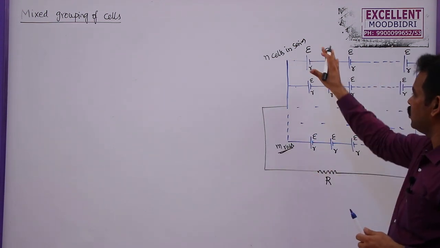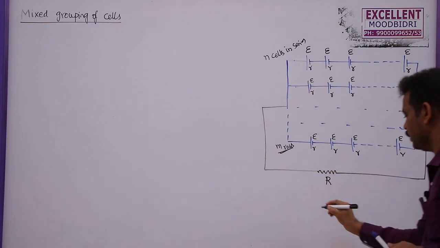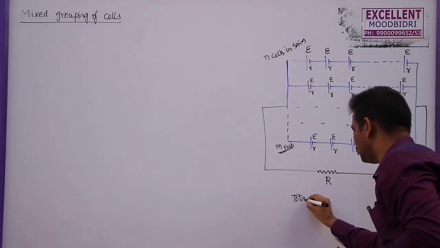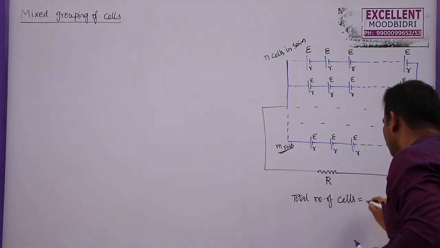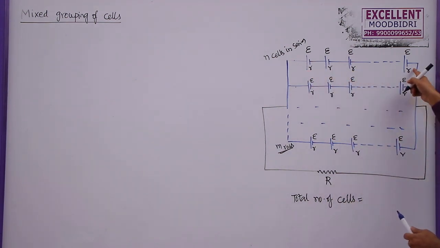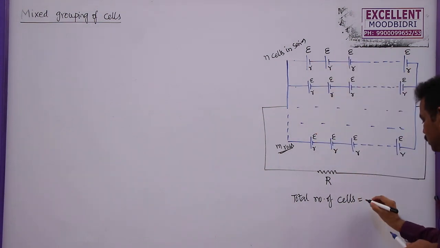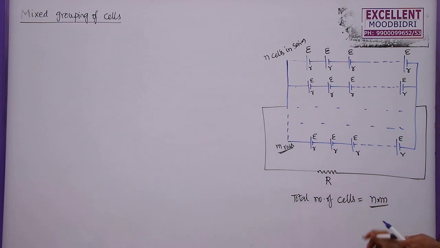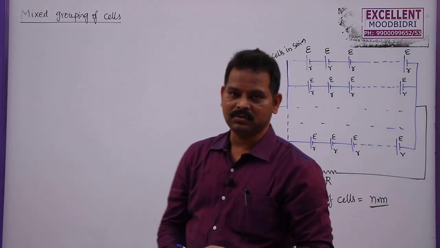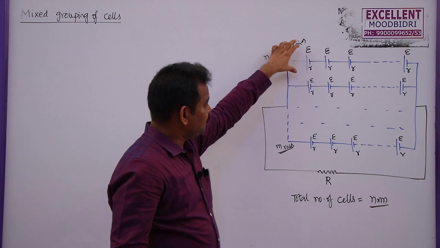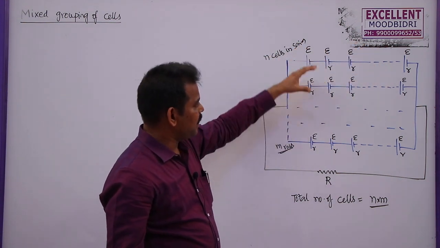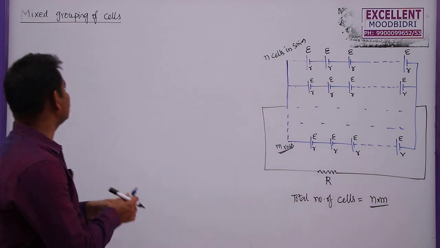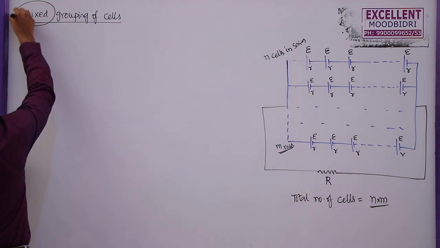So what is the total number of cells in this combination? In each row we have n cells and there are m rows. So this is n into m. So these are the total number of cells in this mixed grouping of cells. That means here some cells are connected in series and similar branches are connected in parallel. So that's why it is called a mixed grouping of cells.